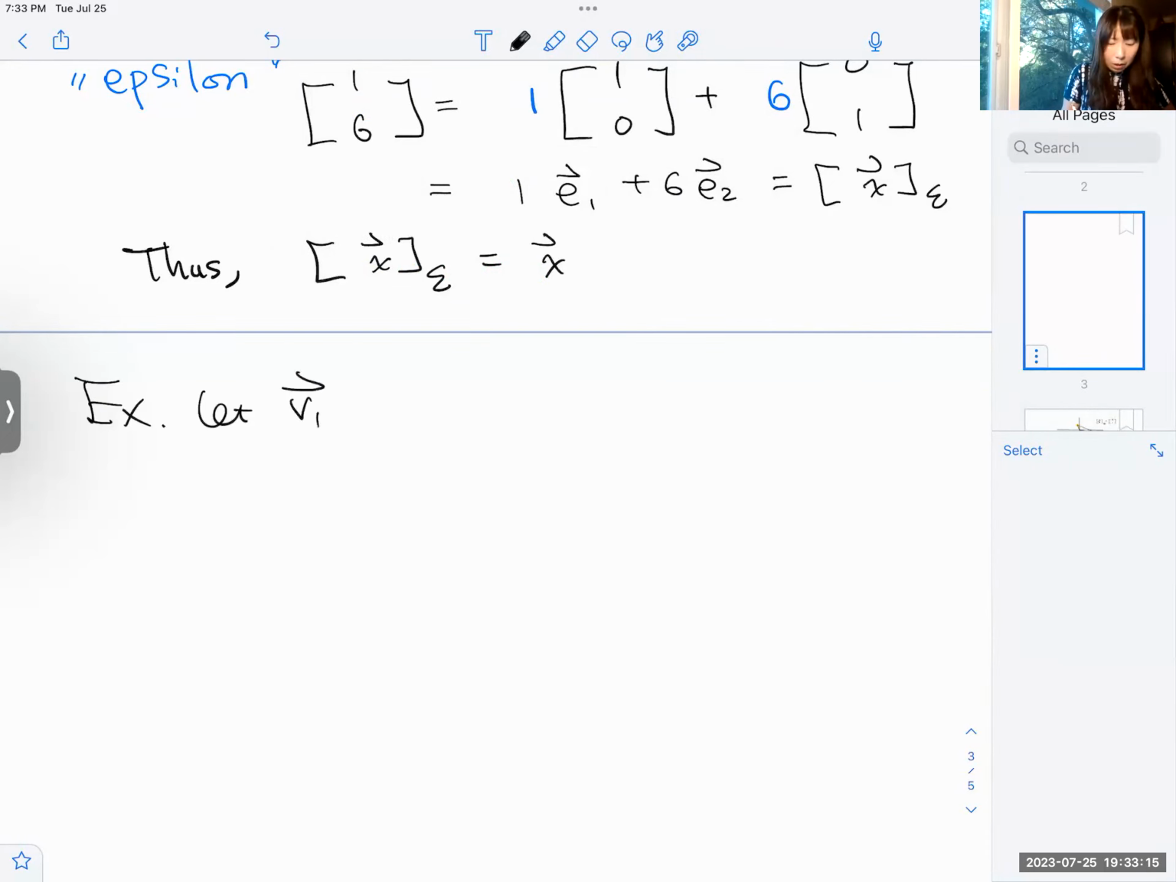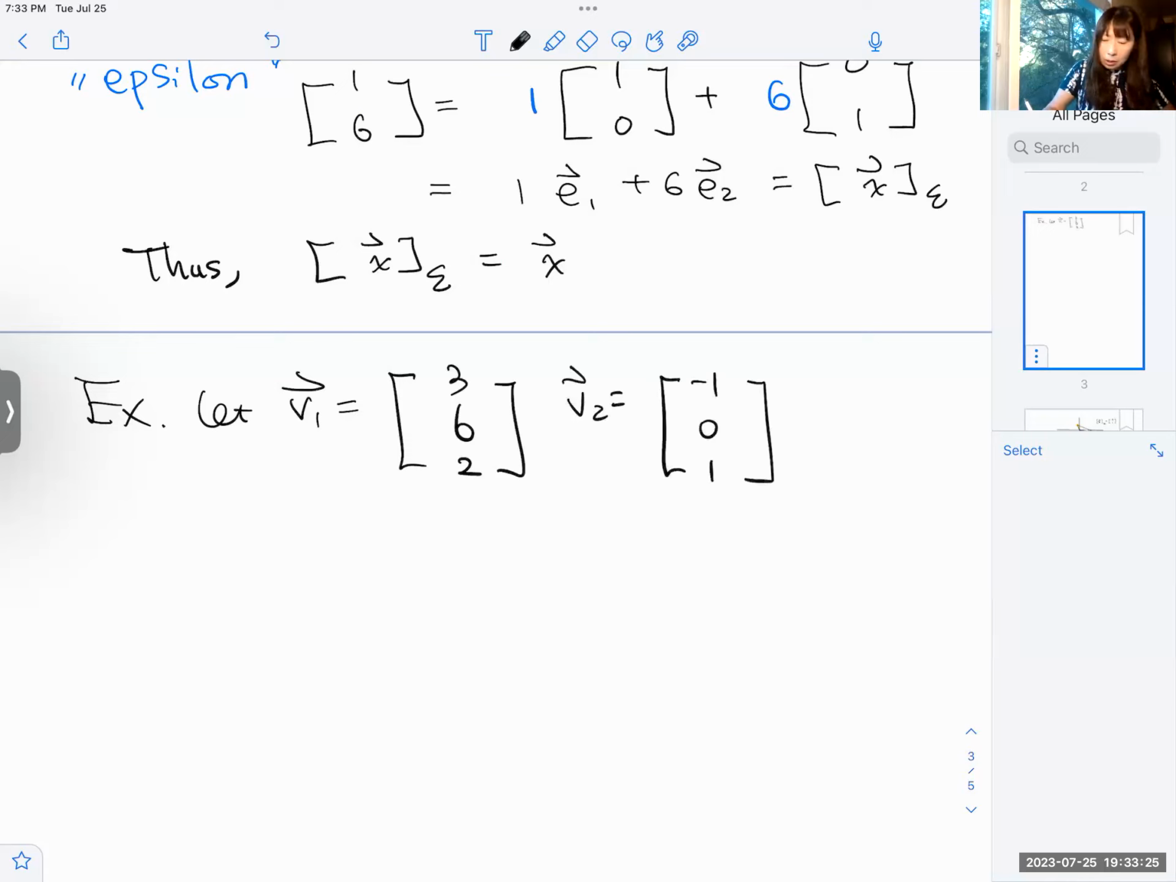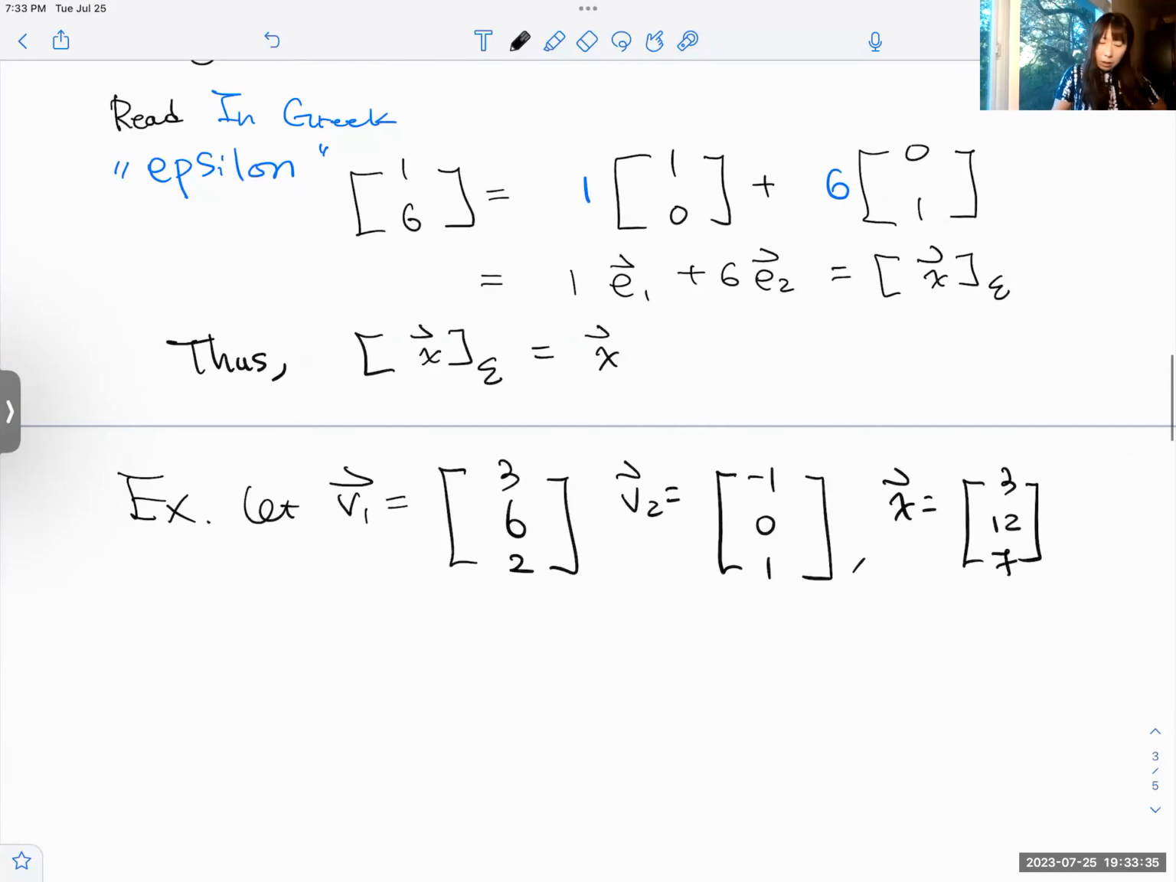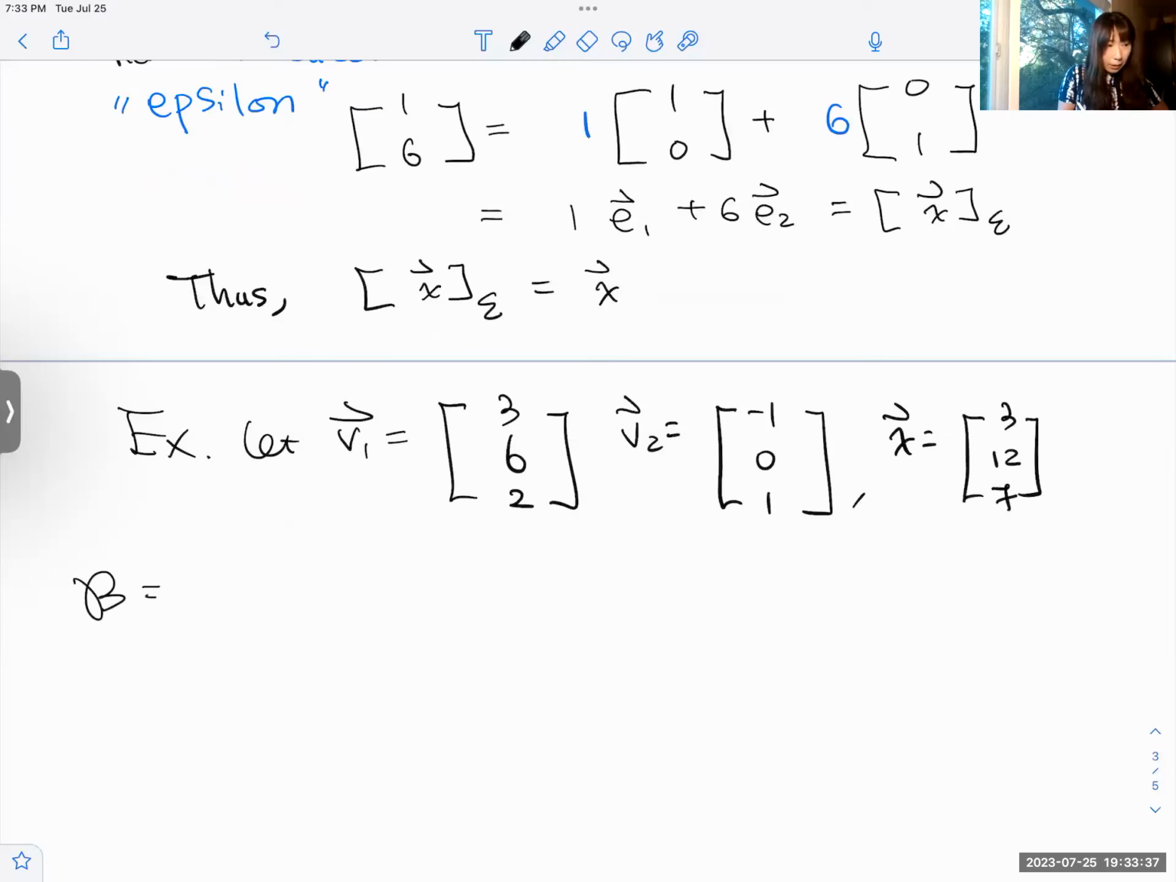Let v1 equal to (3, 6, 2), v2 equal to (-1, 0, 1). We have x equal to (3, 12, 7). Okay, we have a basis, which is v1, v2.